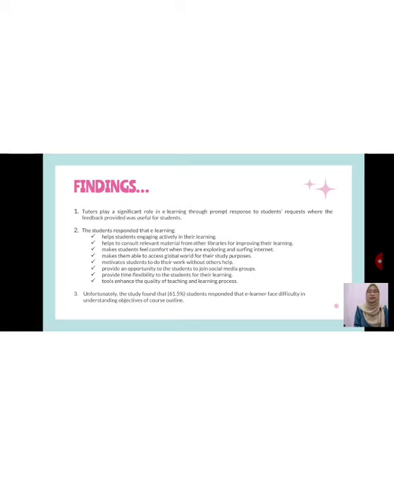And the tools used also enhance the quality of the teaching and learning process. So, we can conclude that e-learning is a system that provides time flexibility to the students for their learning and motivates students to do their work without other help. Unfortunately, the study found that 61.5% of students responded that e-learning faced difficulty in understanding objectives of the course outline.